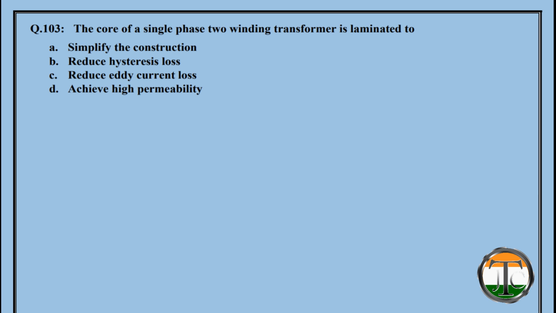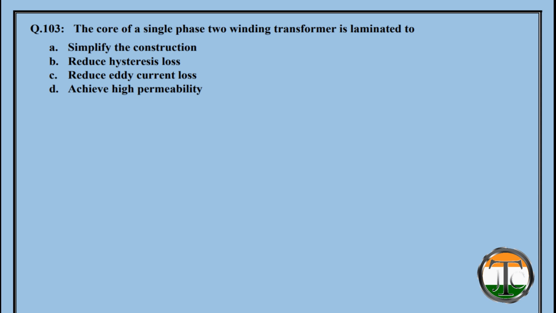In the transformer, we see core loss. Core losses are of two types: one is eddy current losses, another is hysteresis losses. Eddy current losses depend on the lamination of the core. If the core is laminated, the eddy current losses can be reduced. So option C is the right answer. To reduce the eddy current losses, the transformer core must be laminated.